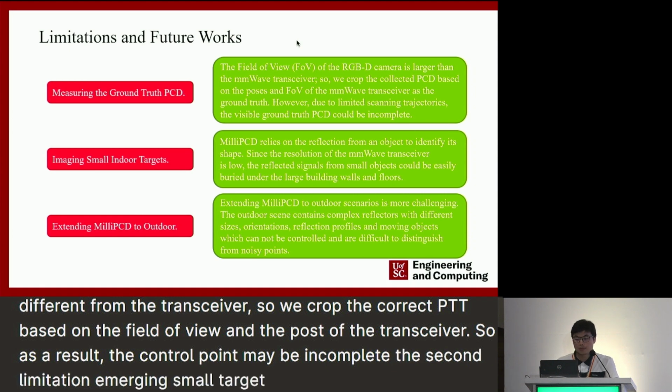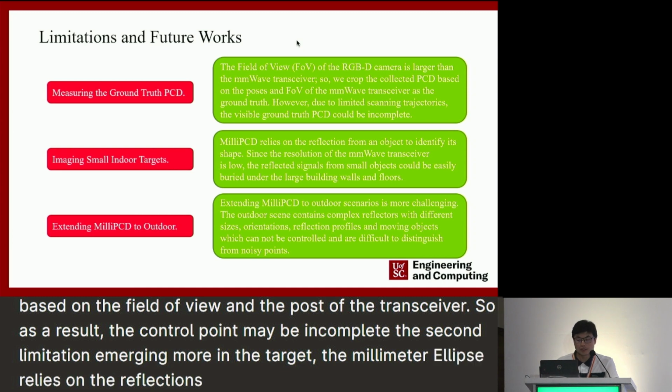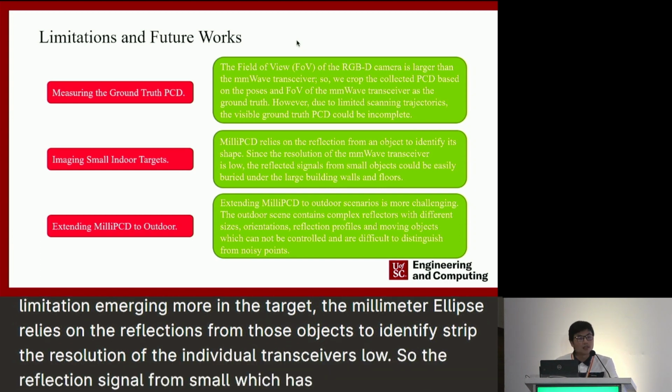The MilliPCD relies on the reflections from those objects to identify their shape. The resolution of the MilliPCD transceiver is low, so the reflection signal from small objects could be buried easily under those large objects like building walls or floors.